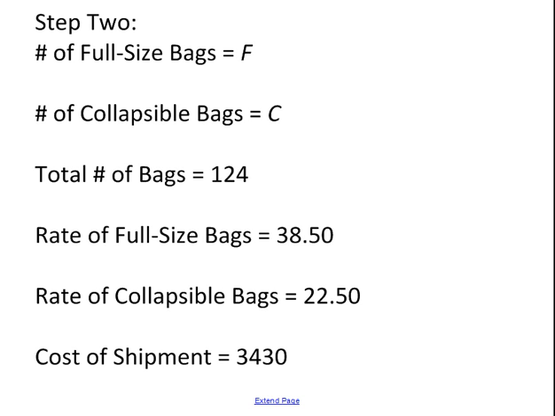All right, so we're going to call the full-size bags F, the collapsible bags C. We know that we have 124 bags total. The rate for the full-size bags, $38.50. The rate for the collapsible bags, $22.50, and the total cost of the shipment. This is just a summary of information that we have from the problem.